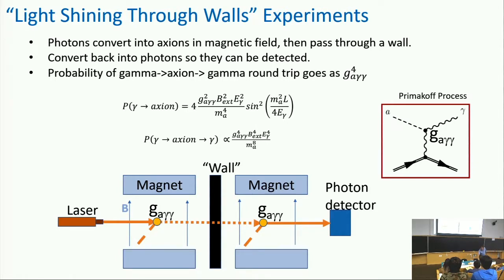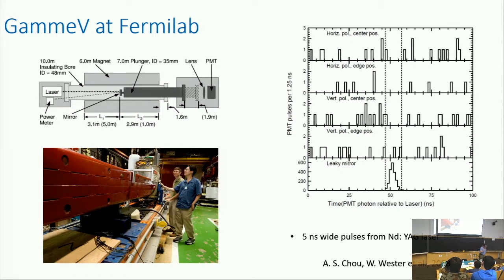So that's going to limit your sensitivity, but people have done these experiments. Here's one that was a relatively simple one that was done at Fermilab about a decade ago now, using an old Tevatron dipole magnet. And here's some more experimental details. You shine a laser into a magnet.